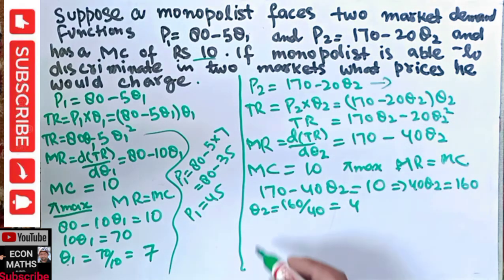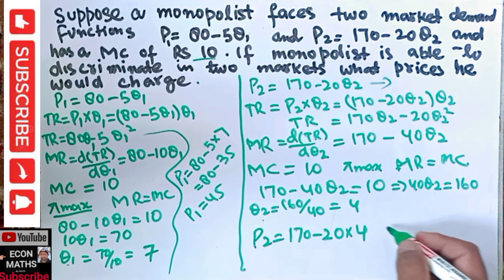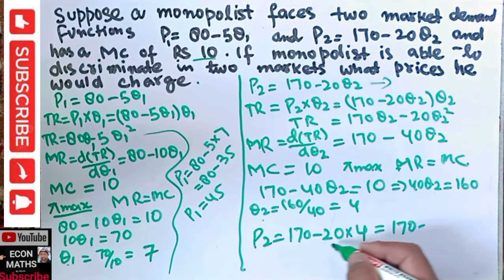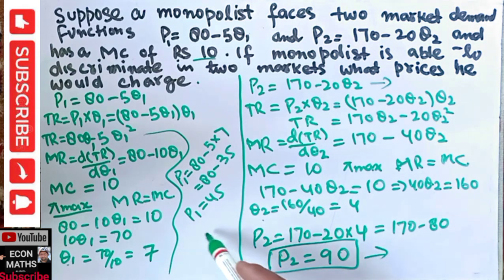We put the value of Q2 in the second demand function. That means P2 is equal to 170 minus 20 times 4, which is 170 minus 80, equal to 90. That means the price he would charge in the second market is 90, and the price he would charge in the first market is 45. This was in the case of price discrimination.